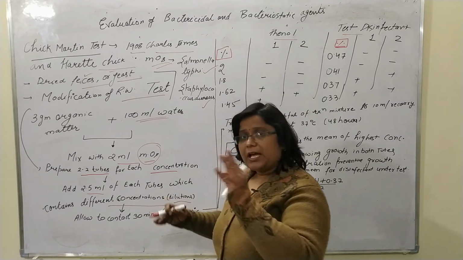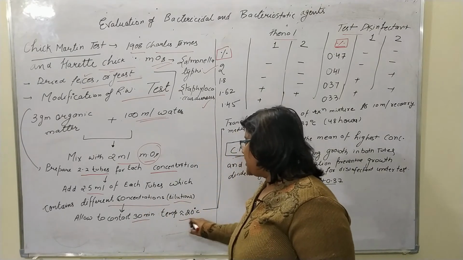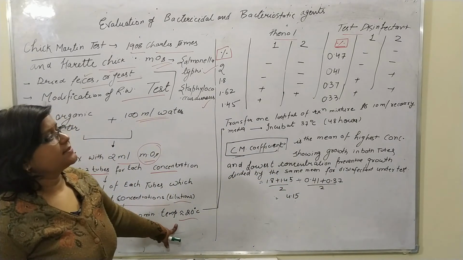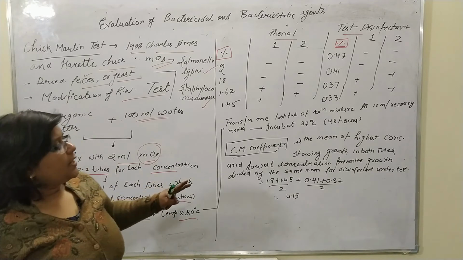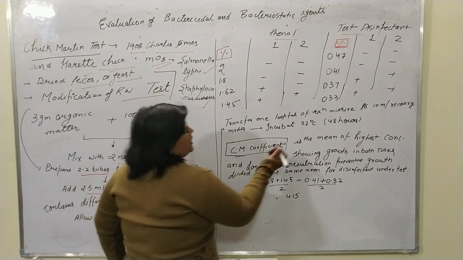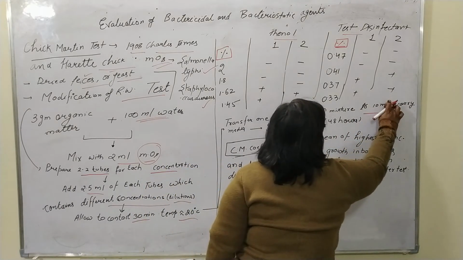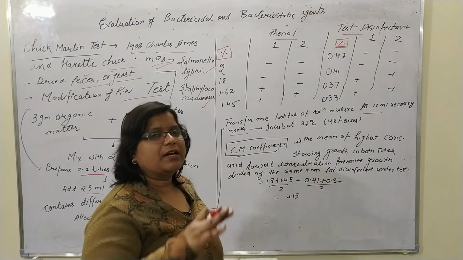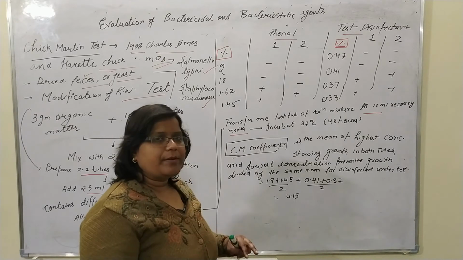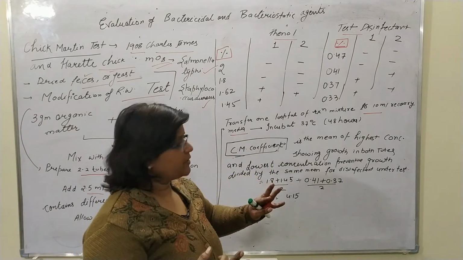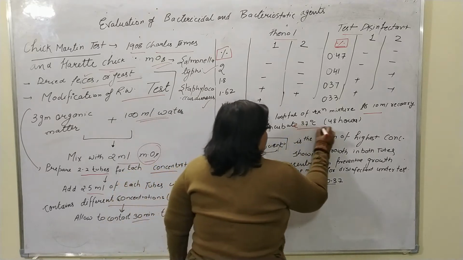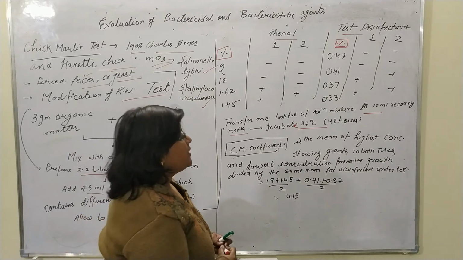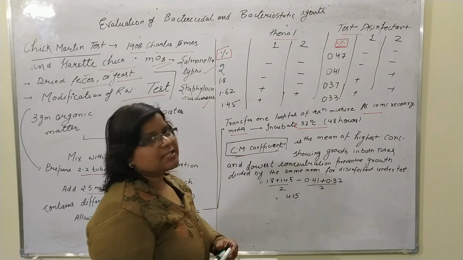Now allow a contact time of 30 minutes, at a temperature of around 20 degrees Celsius. Then from this mixture take 1 loopful of the reaction mixture and transfer it into 10 ml recovery media. In these test tubes the 10 ml recovery media is already prepared. Incubate at 37 degrees Celsius for 48 hours. Now we will observe the growth, and after the growth observation we will determine the CM coefficient.